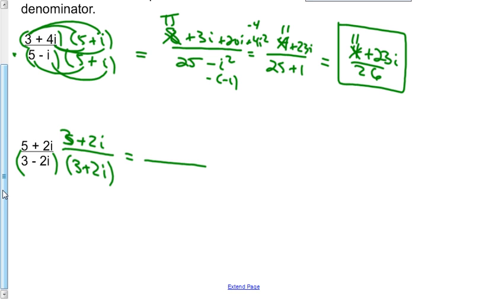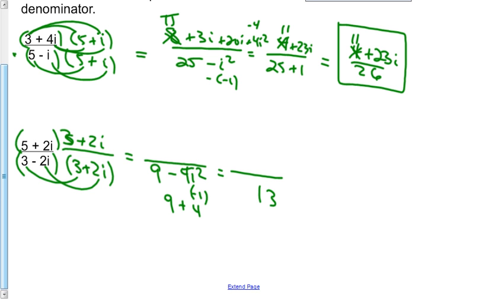Let's do the bottom first. 3 times 3, there's 9, and the only other piece I have to do is right here. The rest cancel. Negative 2i times positive 2i, negative 4i squared. i squared worth negative 1. 4 times negative 1 is negative 4. Negative negative is plus 4. So this is 9 plus 4 gives us 13 for our denominator.